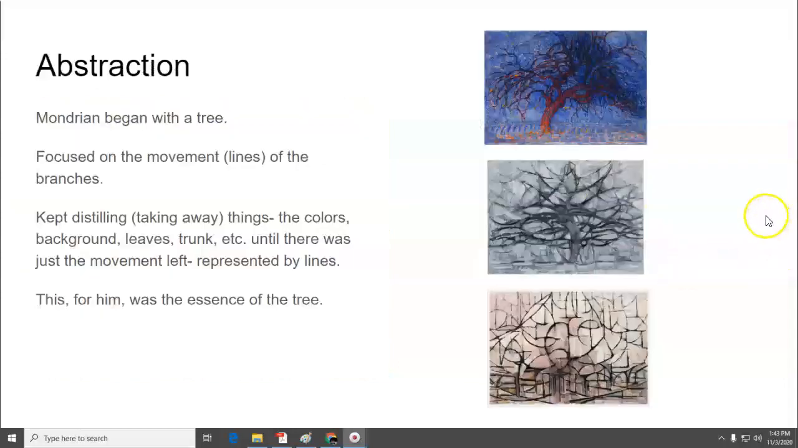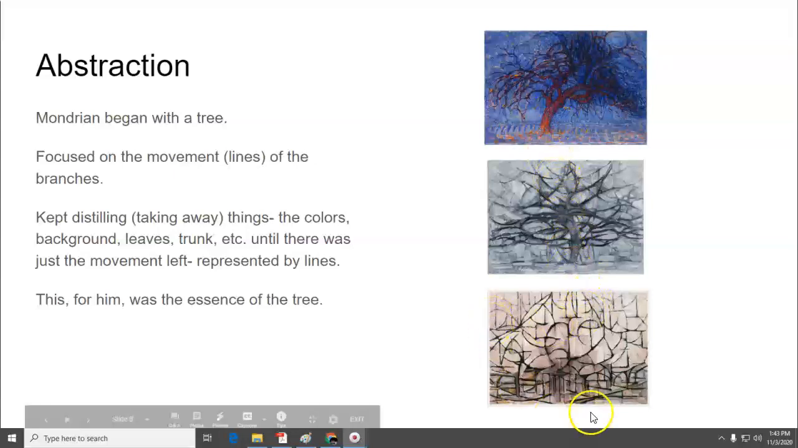So when we talk about abstraction, Mondrian began with a tree. He focused on a specific part, the movements and the lines and the branches. He kept distilling it. Distilling means you take away, you simplify. He took away color. He took away the background. He took away the leaves. He took away the trunk until there was just the movement that was left by the lines. And that became his essence of a tree.